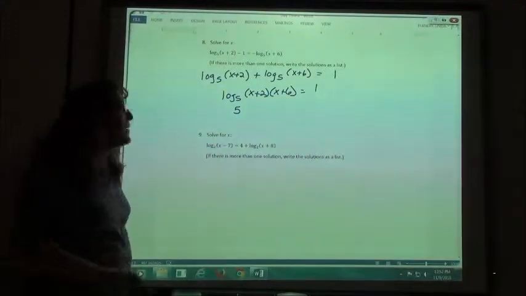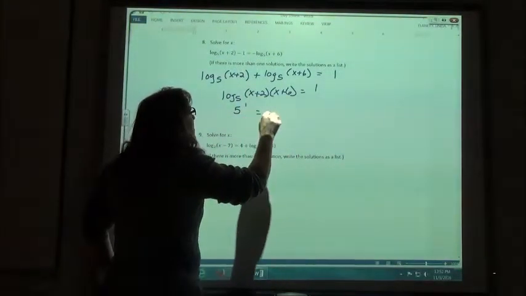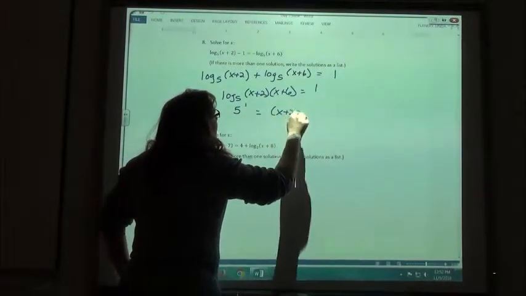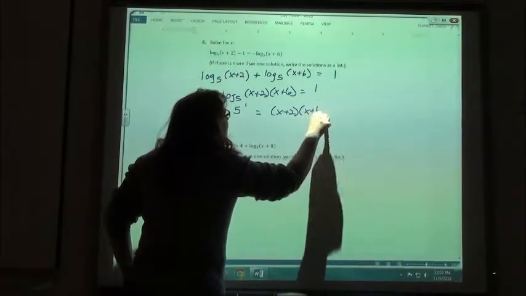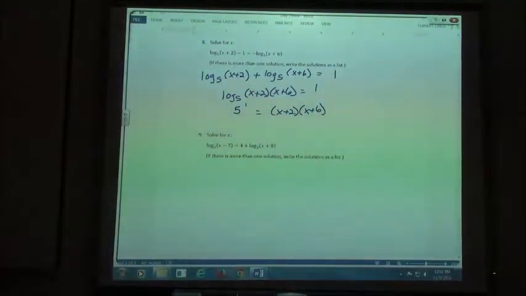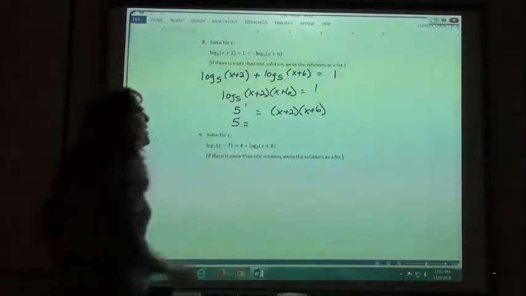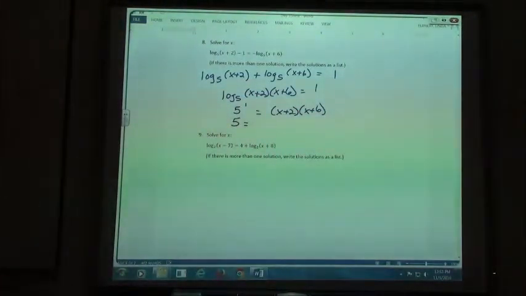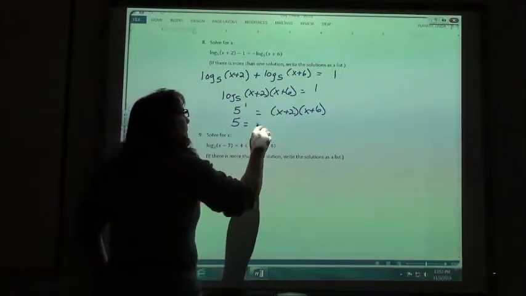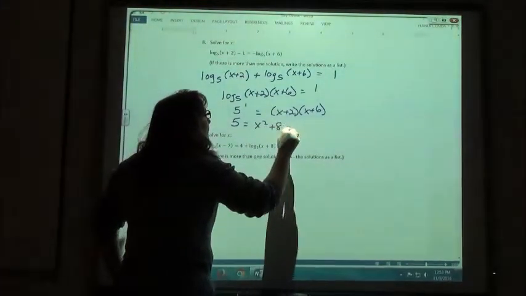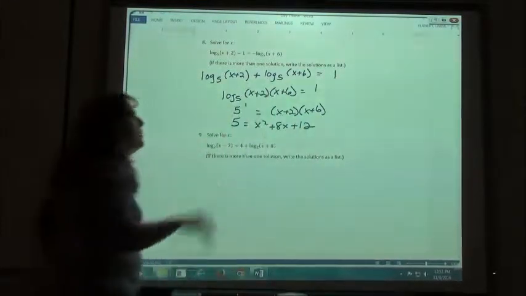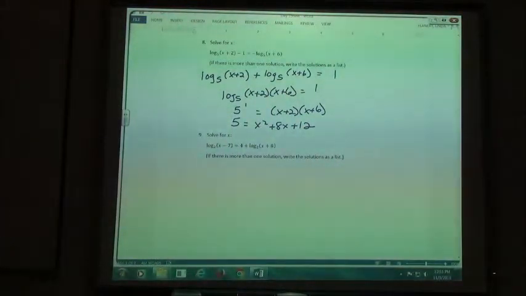Go to the 5 to the first equals x plus 2 times x plus 6. We know 5 to the first is just 5, and we got to FOIL out the x plus 2 times the x plus 6, which would be x squared plus 8x plus 12.